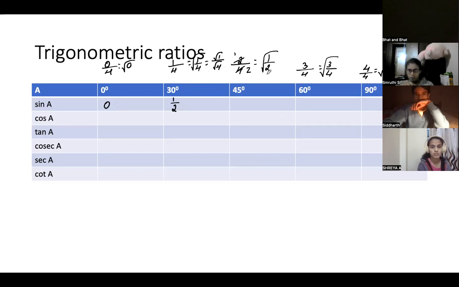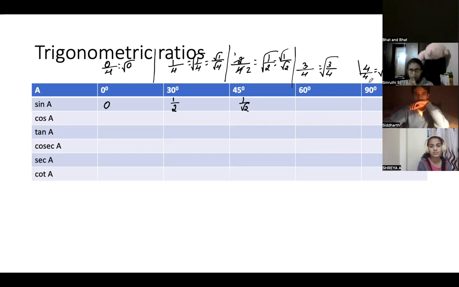Now this will be for 45 degree. What will we get? For 45 degree, it becomes root 1 by root 2. Root 1 divided by root 2. Root 1 is 1 only. Root 2, we will keep it as root 2. So 1 by root 2. Correct? Understood what I wrote?